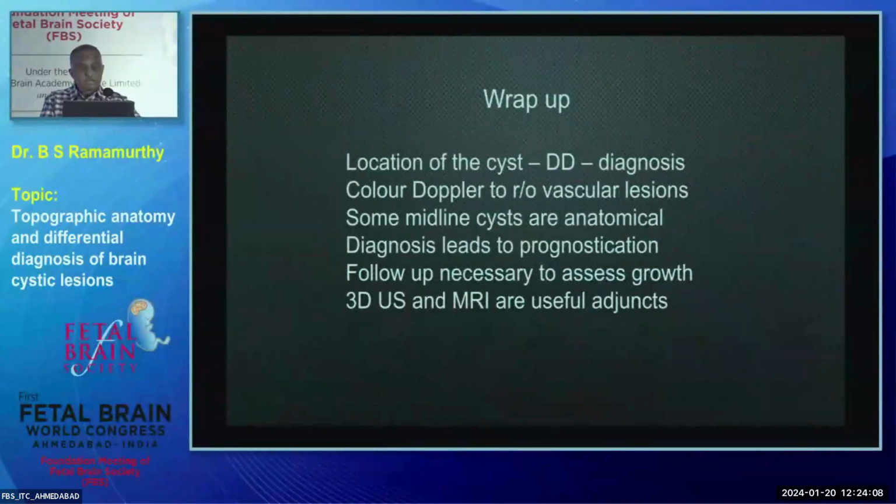So, wrap up: the location of the cyst gives you differentials and then the diagnoses. Color Doppler helps to rule out vascular lesions and also to give you landmarking. Some midline cysts are anatomical and we know that. Diagnosis leads to prognostication. Follow-up is necessary to assess growth. 3D ultrasound and MRI are useful adjuncts.